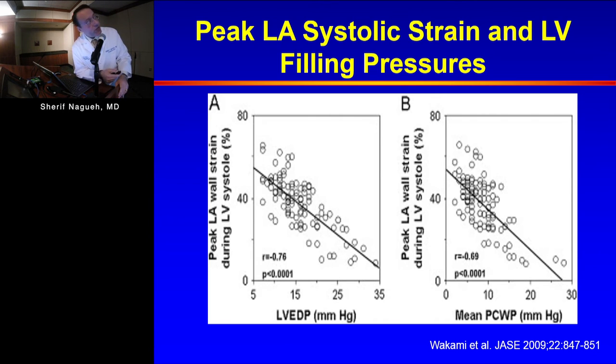The answer is yes. This is a nice study where the investigators had a decent number of patients, about 100 or so, where they measured LVEDP as well as mean wedge pressure. They used high fidelity catheters and they had measurements of peak LA strain. And what you see is patients with higher filling pressures, be it wedge or EDP, have lower strain during systole. They were able to show that this relation holds, whether EF is normal or depressed.